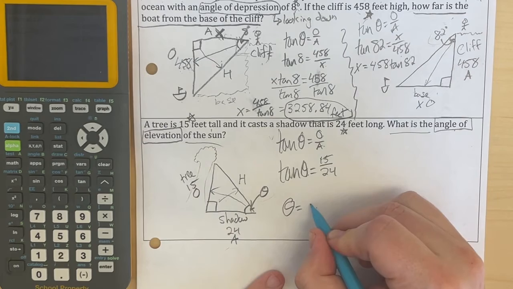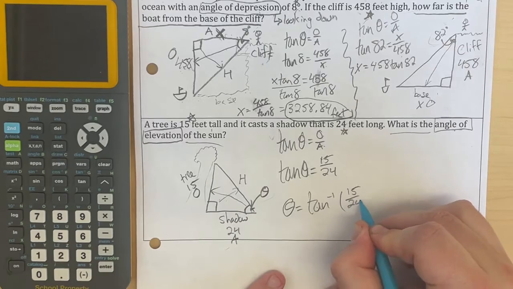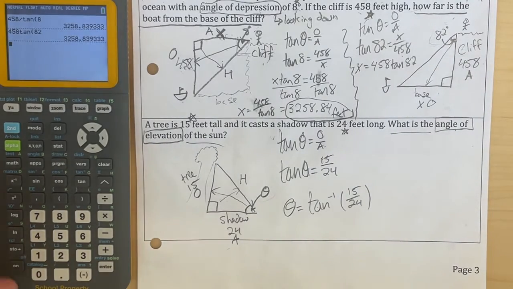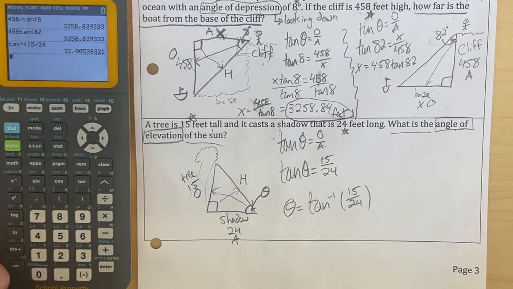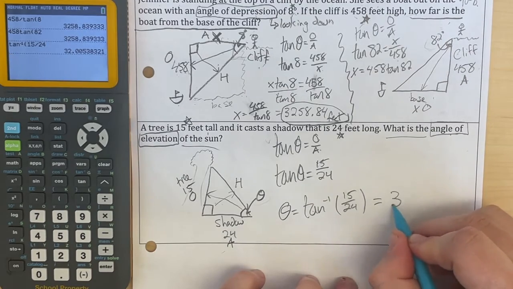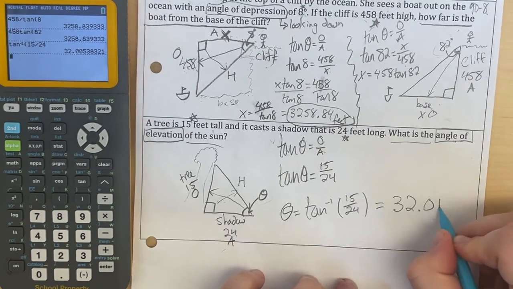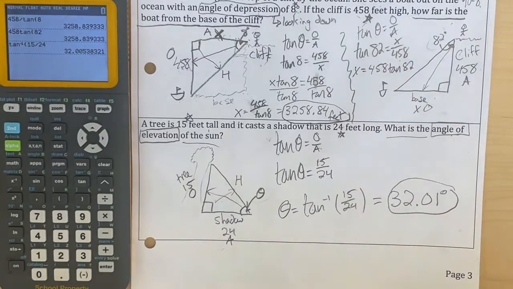So I'd say theta is equal to tangent to the negative 1 of 15 over 24. Again, make sure you can type it in exactly as it looks. So I have second tangent. Again, notice how it has negative 1, saying our inverse of tangent, or arctan. So at 15 over 24, get our value, and so we can say that's going to be 32 point, and then we'll go to the second decimal place. Make sure you have degrees. So I'd say my angle of elevation is going to be 32.01 degrees.